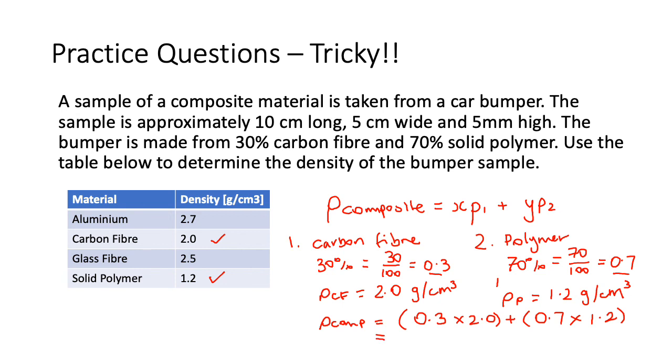And when we calculate it, it comes out at 1.44 grams per cubic centimetre. So the answer to the question is the density of the bumper sample is 1.44 grams per cubic centimetre. As you can see, the density of the composite is between that of the polymer and that of the carbon fibre, and it is due to the proportion of each that the composite has.